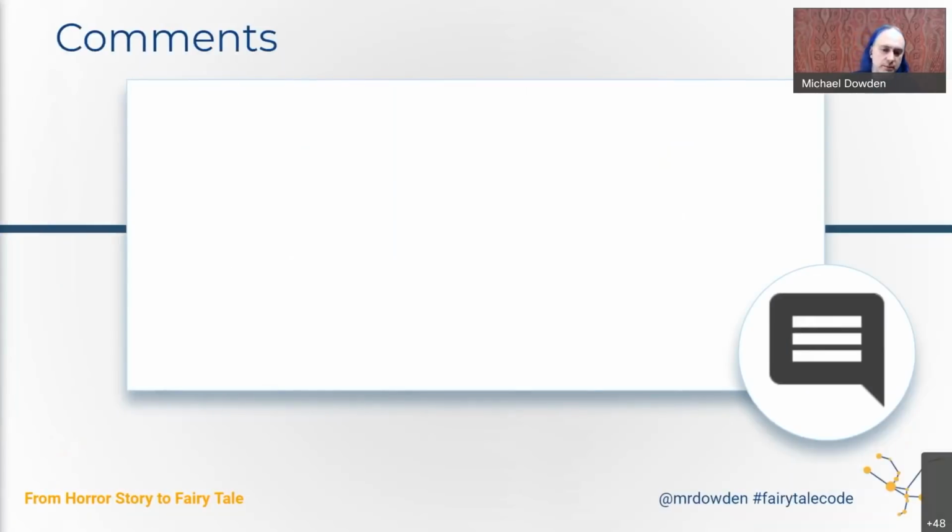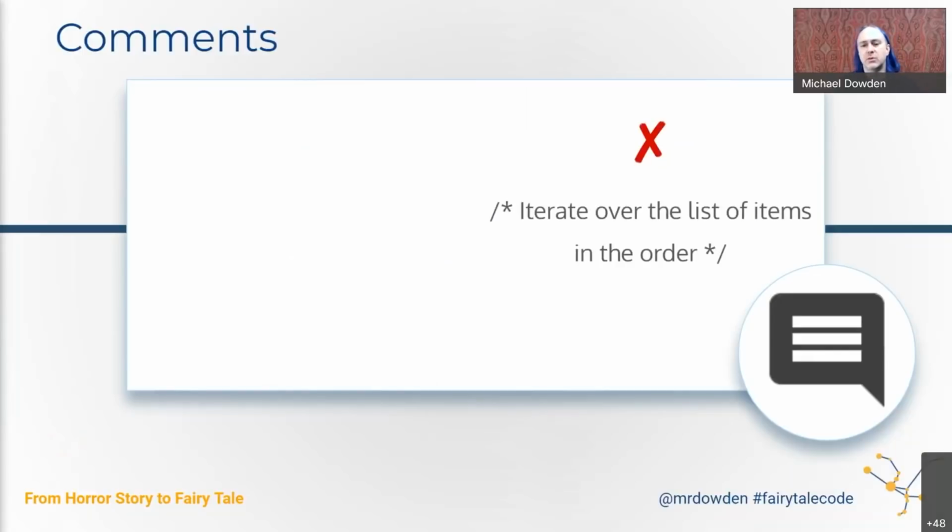Comments. This is a big one, right? Comments are really important. One of the things that I've said a few times is that we need to provide context. Comments are a great way to provide additional context in our code of what's going on, why we approached something a specific way. But we don't want comments like this. I can look at the code and tell you that it's iterating over a list of items, right? So comments should explain why or how, not what's happening.